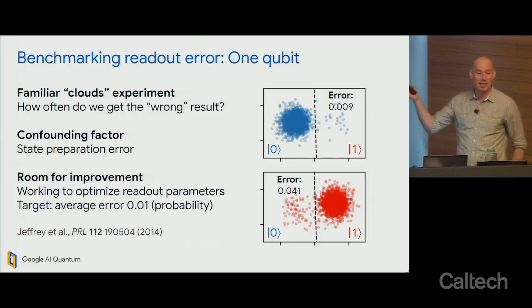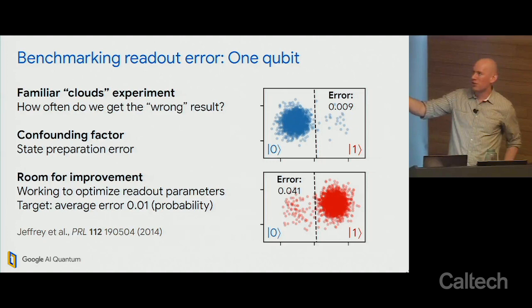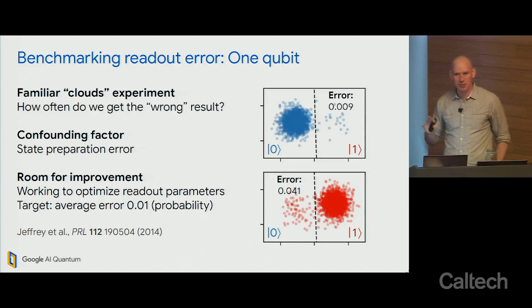This is an example of where a longer lifetime is beneficial. But there's a confounding factor here, which is state preparation error, because although the qubits are very cold, there is still some finite thermal population in the qubit at equilibrium in the excited state. In fact, most of this is probably just the fact that the qubit was in a mixed state that had about 1% in the excited state. So this is, in fact, not really readout error at all, but really state preparation error. And these confounding factors are something to pay attention to when you're trying to do a benchmark like this.